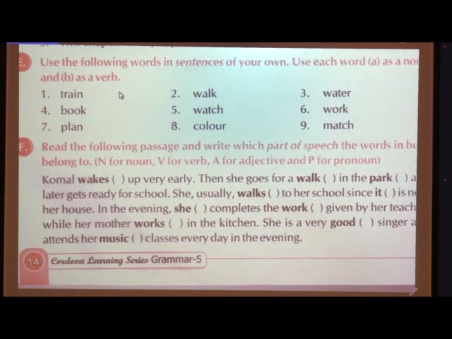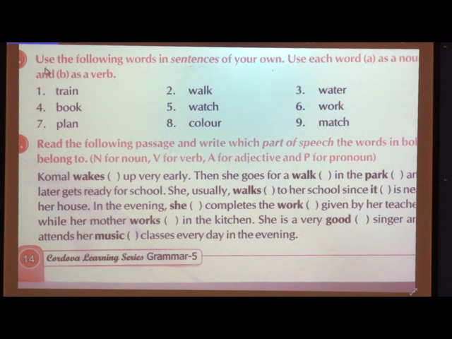Okay children. Now, next exercise if you see here. Use the following words in sentences of your own. Use each word as a noun and as a verb. Now, this one word you are going to use as a noun also and as a verb also, as we have done in the previous exercise. So, I will show you 3 to 4 words over here and how to write a sentence using a word as a noun and as a verb. So, first one they have given as train.